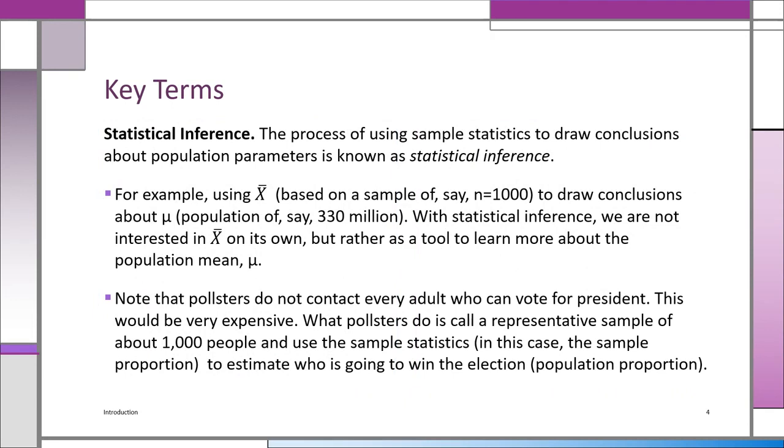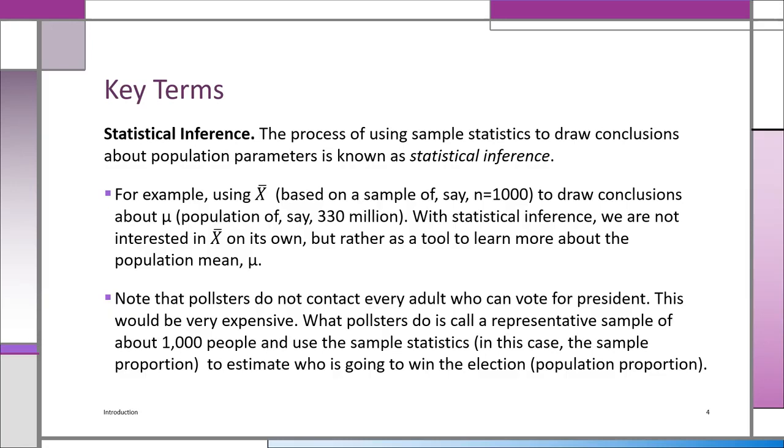Then we're going to talk about statistical inference. What is statistical inference? You know the English word infer, to infer something. This is the process of using sample statistics to draw conclusions about population parameters. So we'll give an example. Suppose you take a sample of 1,000. Now the whole population is 330 million. You took a sample of 1,000 people, let's say. You got the sample mean, X bar. You're going to use that X bar, because you're not so interested in X bar on its own merits. It's not so important to you, that X bar.